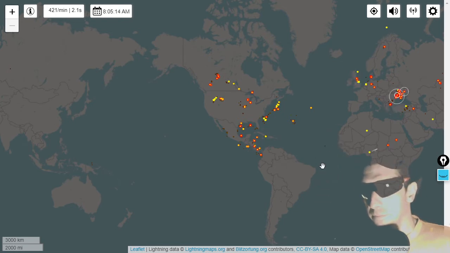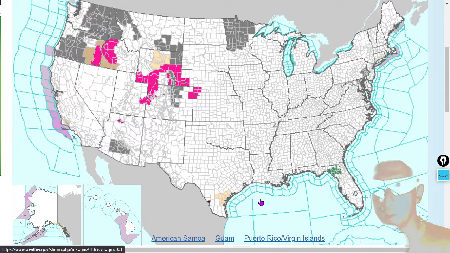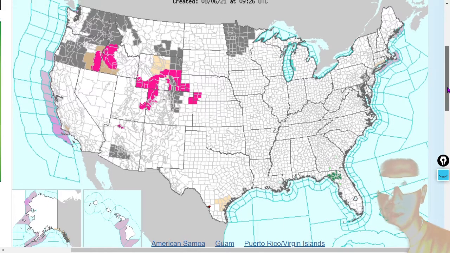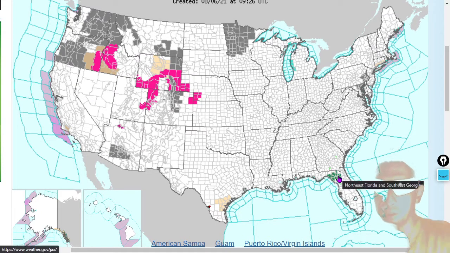Some lightning north of the, is that the Black Sea? I think that's the Black Sea. Anyway, continuing on, here's your weather.gov map, and we don't have very many warnings here. A little bit of flood warnings, flood watches there.